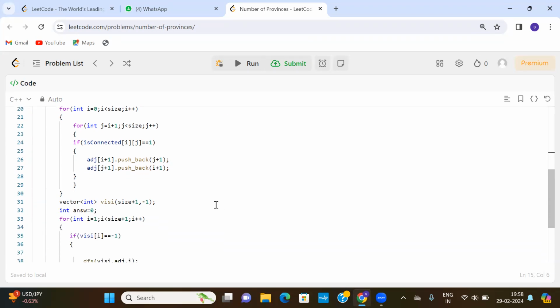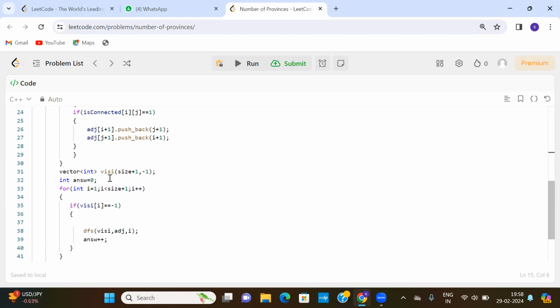After that, we have defined a visited array of size plus 1, and initially we have defined all the indexes of this visited array with minus 1. Why minus 1? So that it helps us to know that we have not visited that particular index yet. When we visit that particular index, we will change it from minus 1 to plus 1. I hope it is clear to you all.